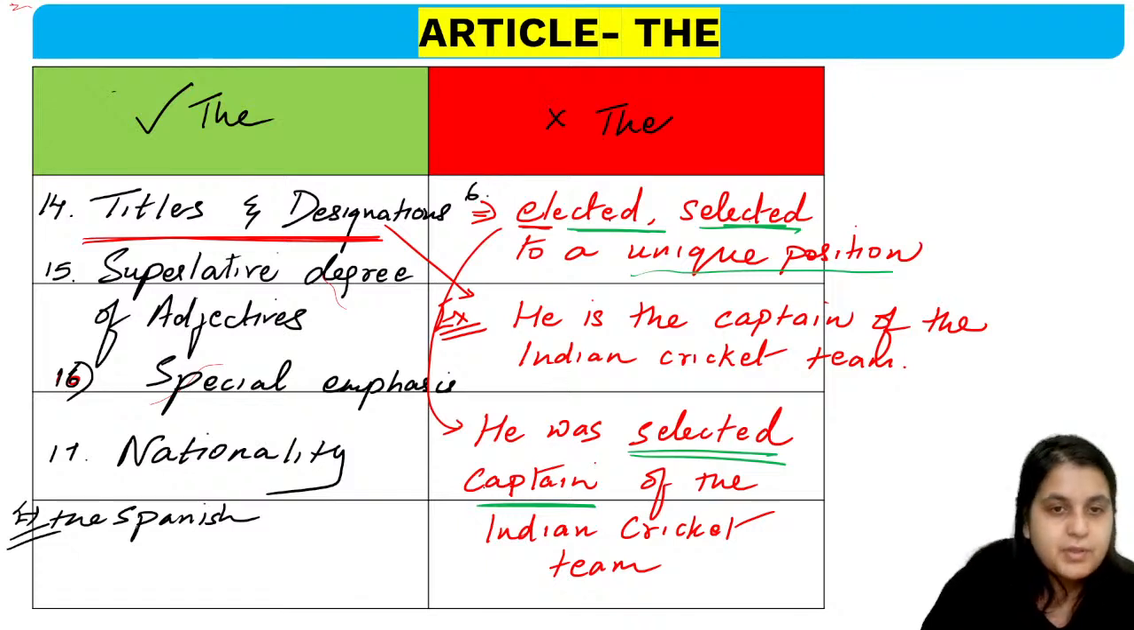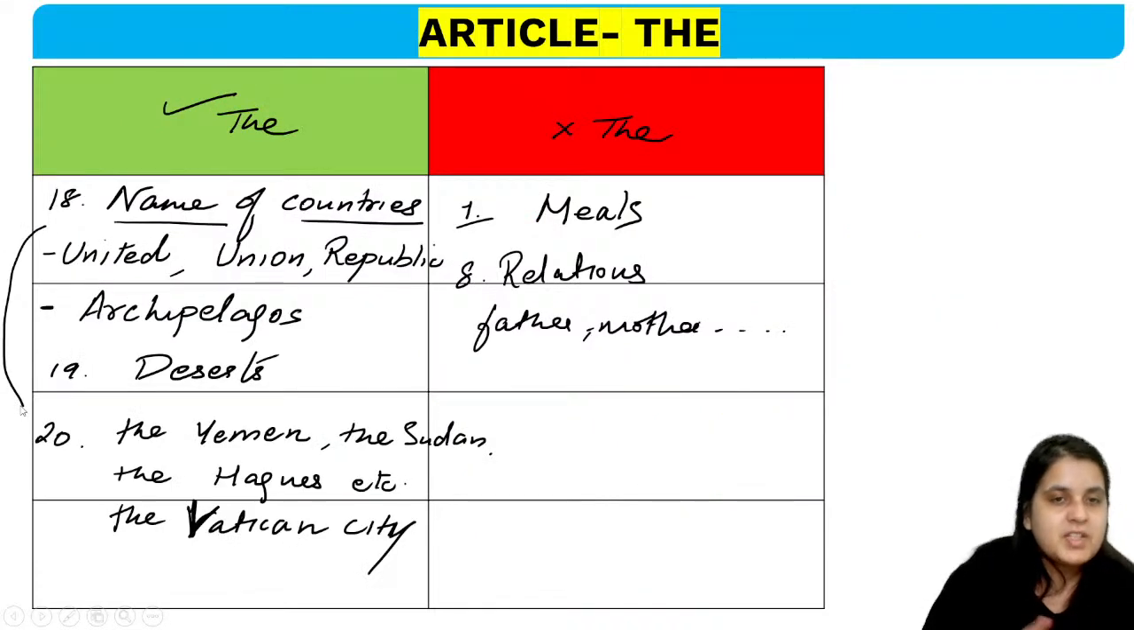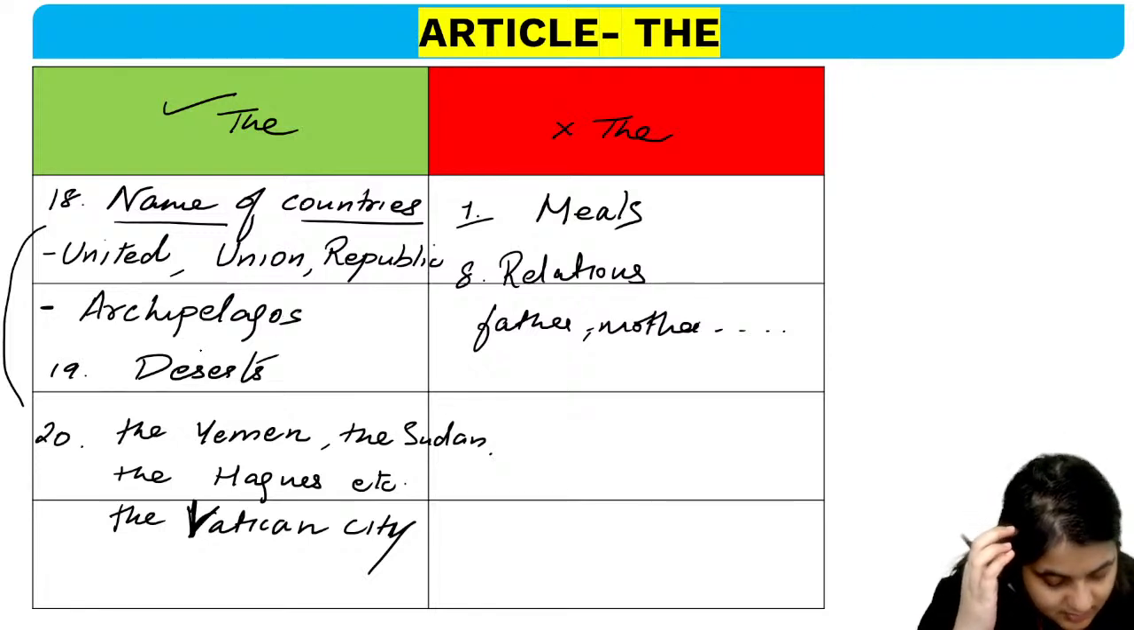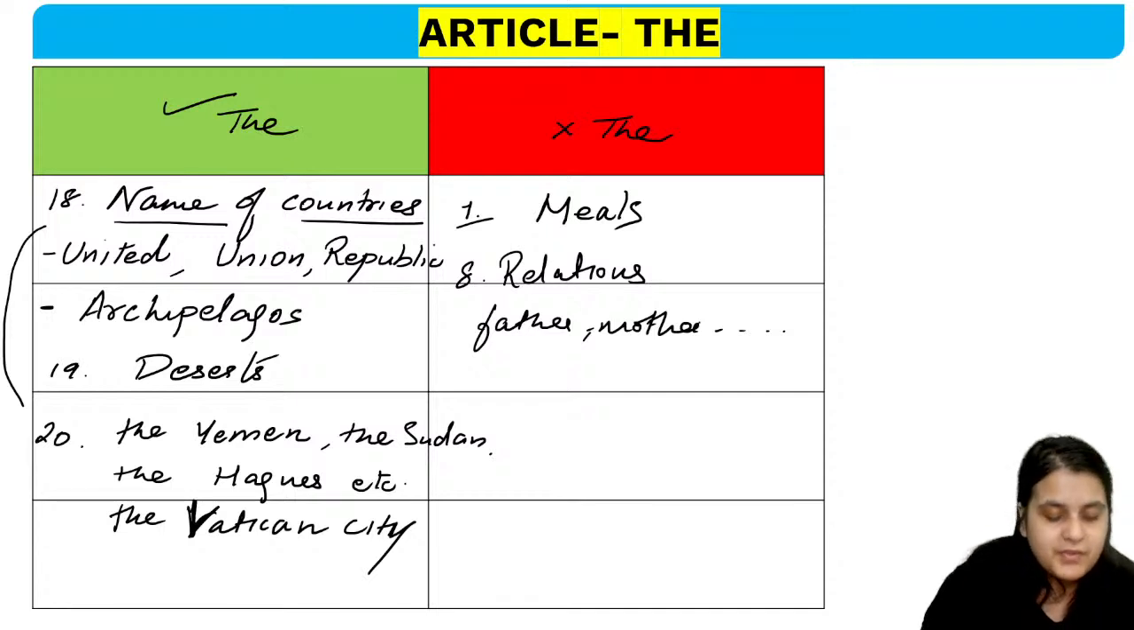Yes, of course, Supriyo. Nationality, for example, the Indian, the Spanish, the Indian national flag. Then, names of countries which have United, Union and Republic in them. Archipelagos like the West Indies, the Maldives. We use it before the names of deserts. Okay, for example, you say the Thar Desert.